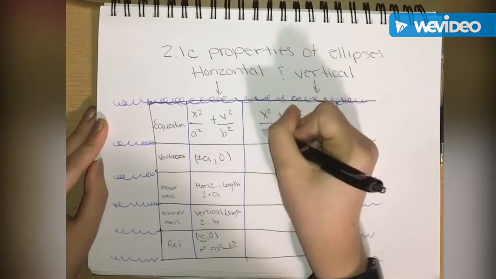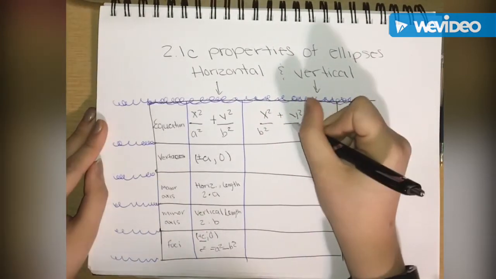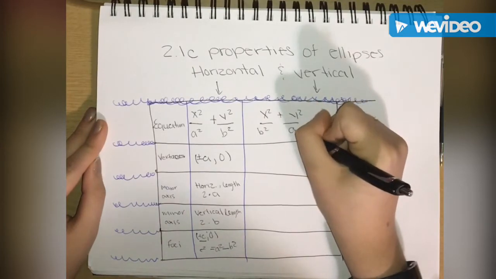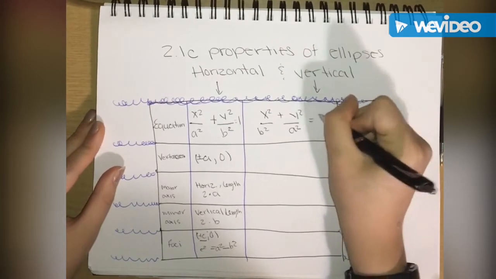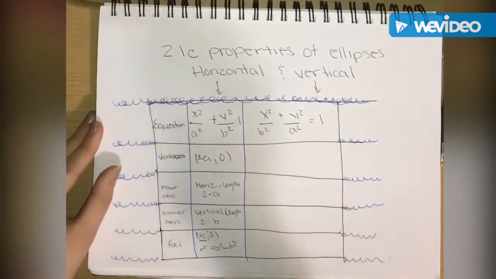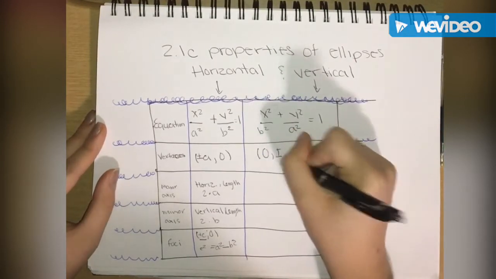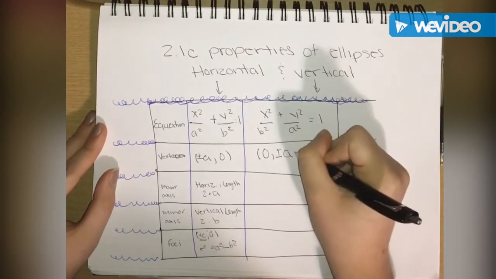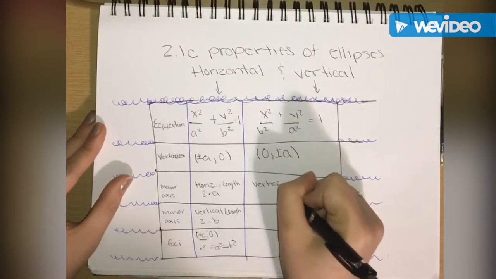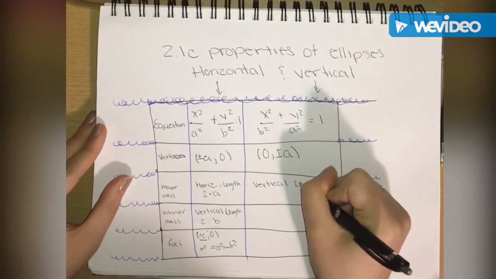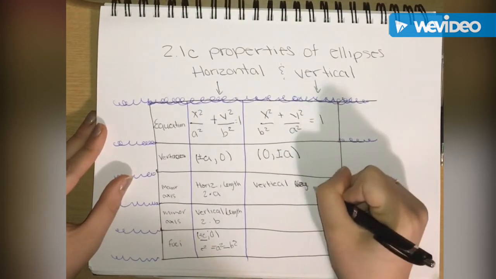So the next, x squared over b squared plus y squared over a squared. They both equal 1, like I said prior. And the vertices this time are going to be 0 comma plus or minus a, because it is vertical. And then because it's also vertical, the major axis will be vertical, and it'll be 2 times a, which will be 2 times the vertical length.